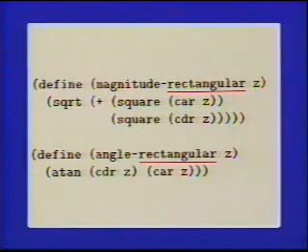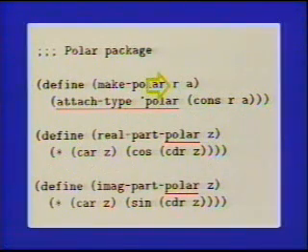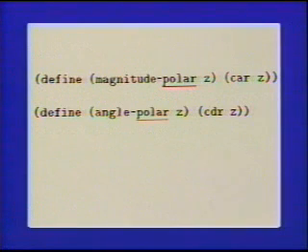And Martha has to do basically the same thing. Previously, when she made a complex number out of a magnitude and angle, she just consed them. Now she attaches the type polar, and she changes the names, so her real part procedure won't conflict in name with George's. Okay, so real-part-polar, imaginary-part-polar, magnitude-polar, and angle-polar.